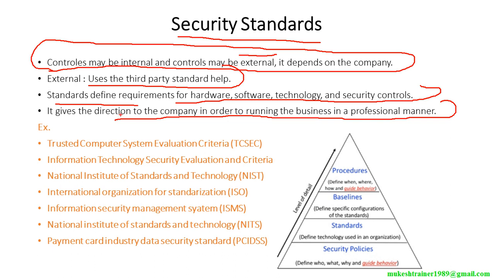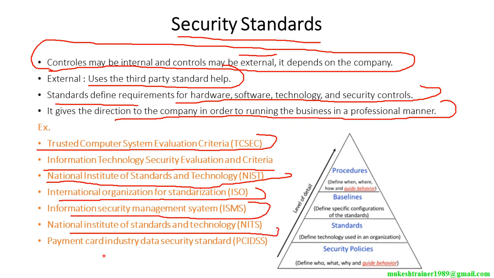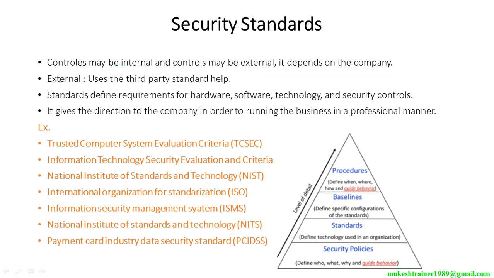So for example, the Trusted Computer System Evaluation Criteria, these are the ones. Security standards include Information Security Evaluation Criteria, the National Institute of Standards and Technology, the International Organization for Standardization, Information Security Management, and the Payment Card Industry Data Security Standard. So where to use which standard, let's talk about it.